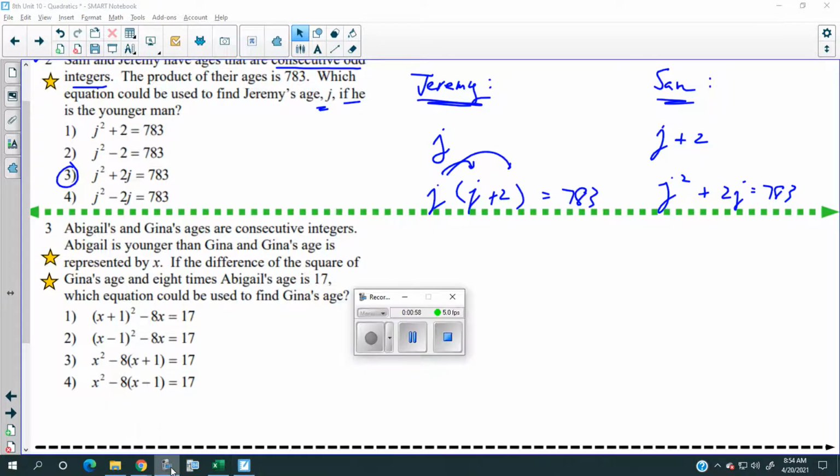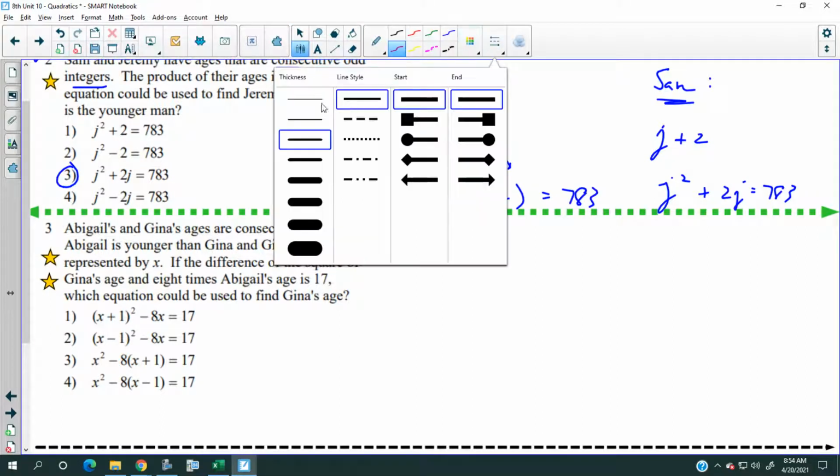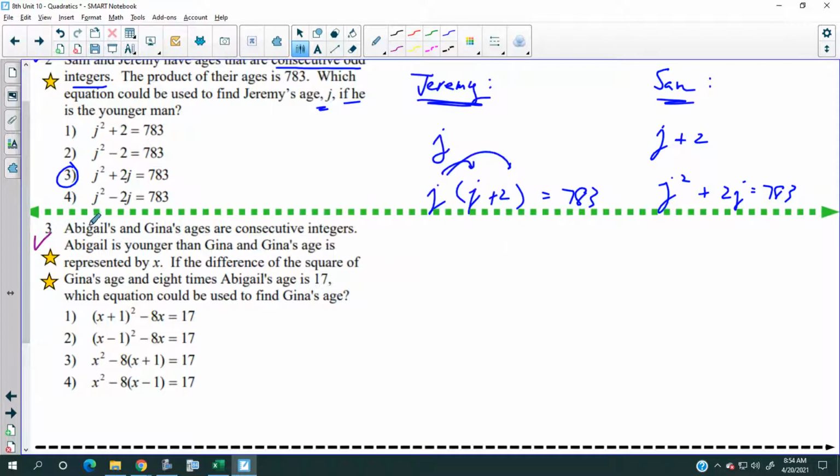All right. Let's start then. So here we go. Number 3 here, 2 stars. Let's see. Abigail and Gina's ages are consecutive integers. Abigail is younger than Gina. Okay, so you got Abigail and Gina, right? Abigail's younger.